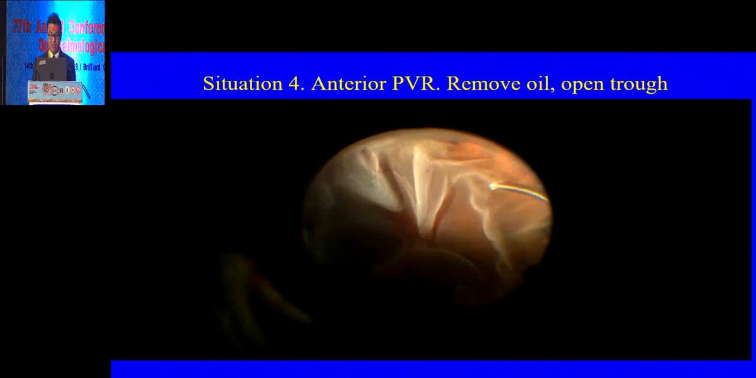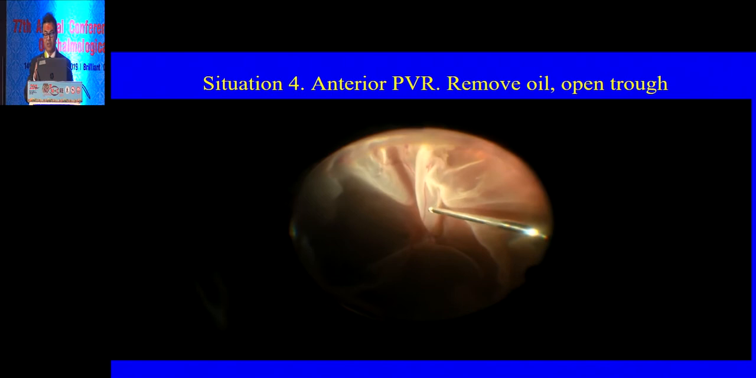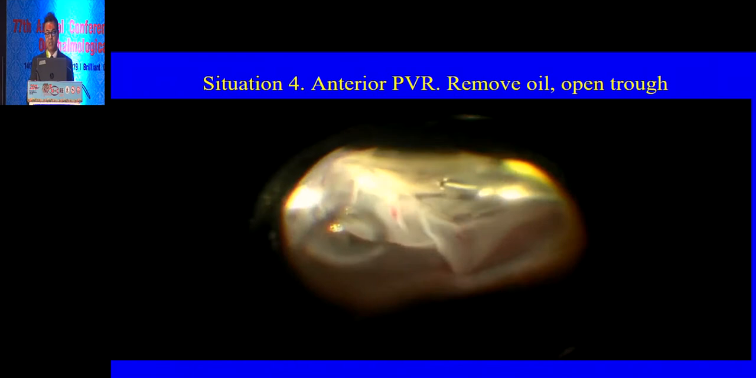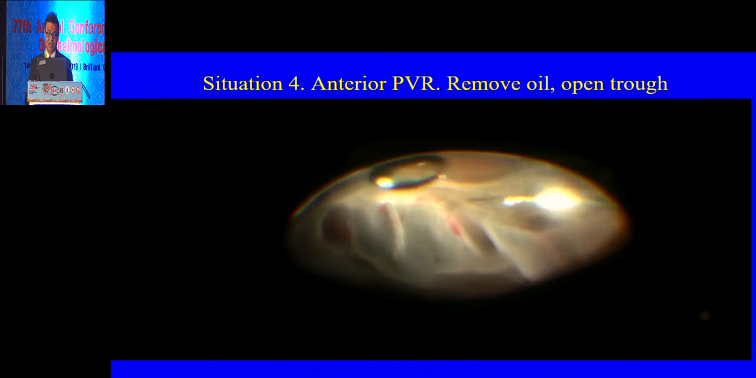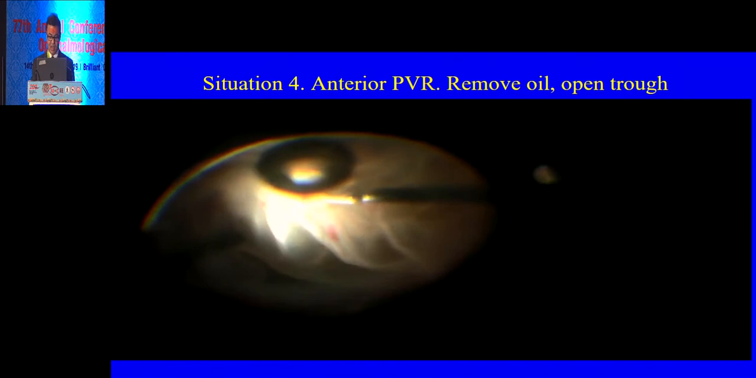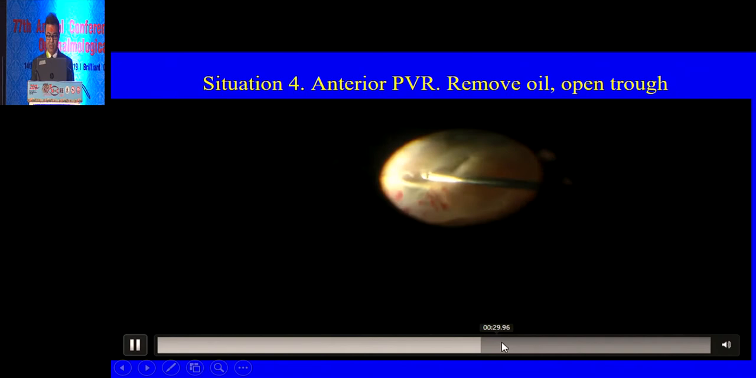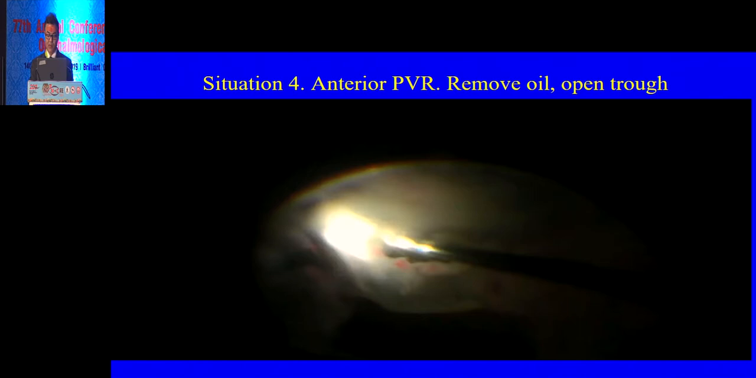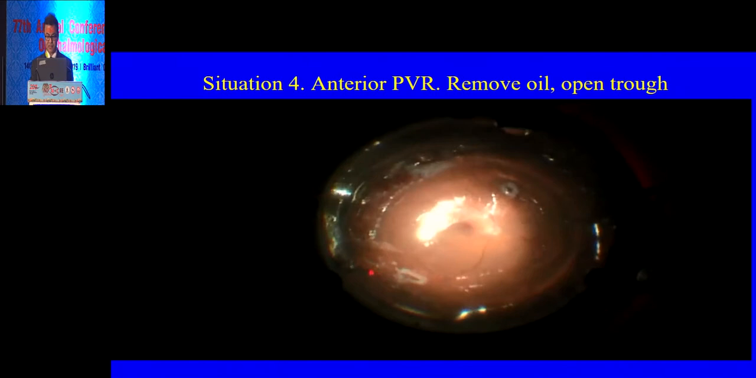This is anterior PVR, and the patient had silicone oil, so you remove silicone oil. You try to open the peripheral gutter the best you can with the vitrector first. And after some time, the vitrector will not work because they are too fibrosed. And then at this time, you use scissors. You open it the best you can. And once you have opened it, you may have to use the cutter. You can open the gutter, the trough, quite well. And some part where it doesn't work, you have to excise it. So you have a very small retinectomy, and it looks quite well.